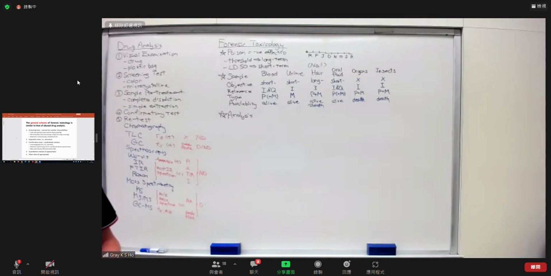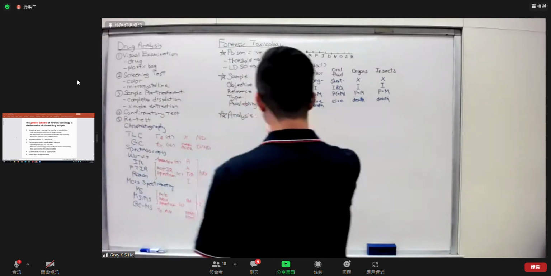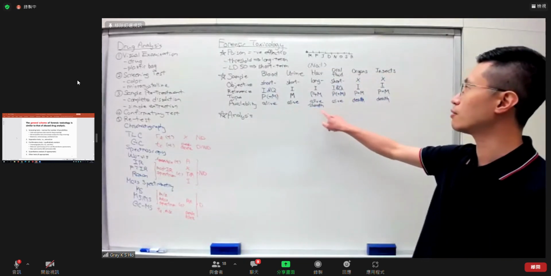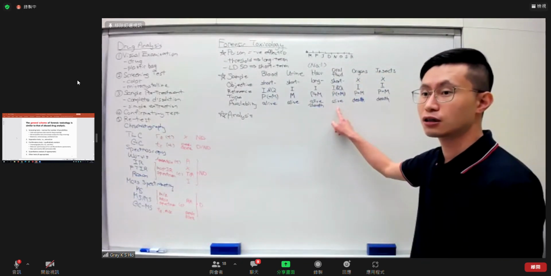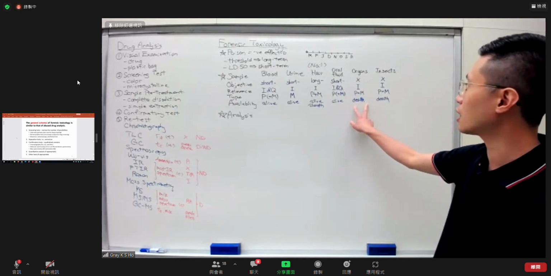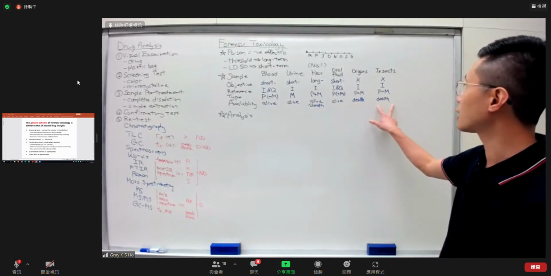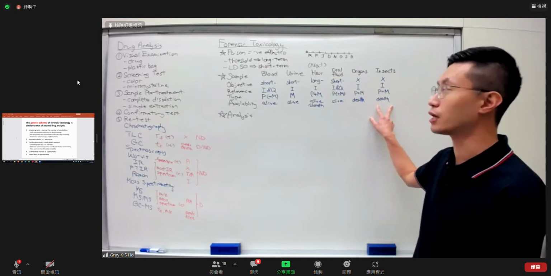So for the last 1 hour, we have finished talking about the biological samples that we need for the poison analysis. On the whiteboard, you can see we have six different kinds of sample that we can use. From the alive person, we can make use of the blood sample, urine sample, hair sample, or the saliva. For the dead person, we can take out the organs, or even sample the insects for the analysis.